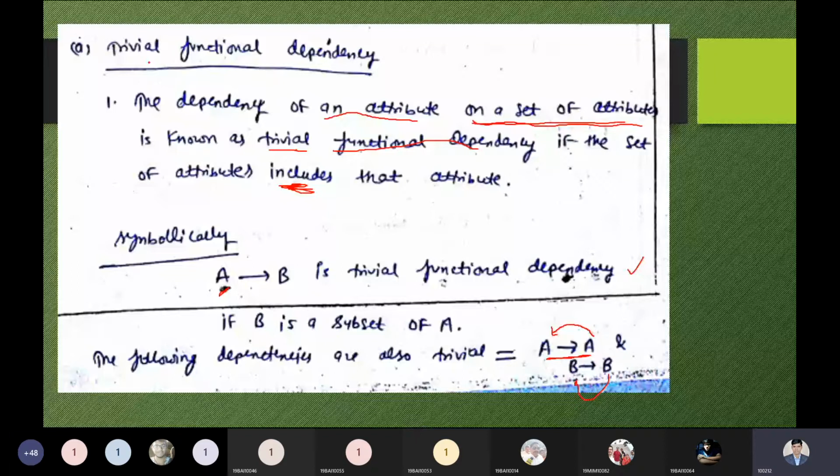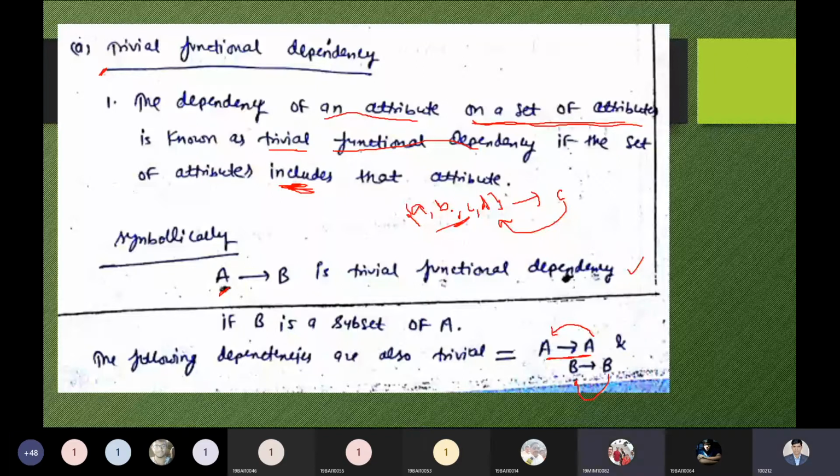I'm taking a simple example: A, B, C, and D are four different attributes of relation R, and these are all determining, suppose, C. So C depends on this set of attributes. This example is a trivial functional dependency, because C is a subset of this set. Of course this is a trivial functional dependency. Please let me know if it is clear to all.